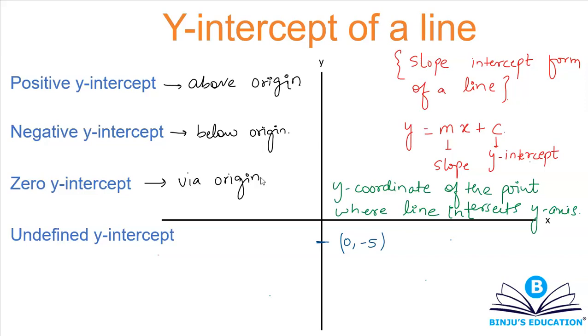And the last one is undefined. When do you think y-intercept would be undefined? Now if you want your y-intercept to be defined, the line is supposed to intersect the y-axis, right? So it should either intersect the y-axis above origin, on origin or below origin. So when would it not intersect the y-axis? When the line is parallel to the y-axis.